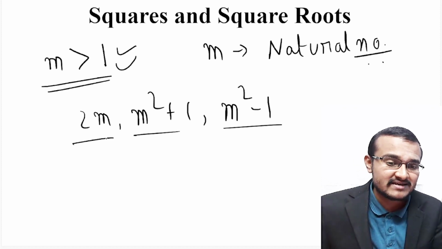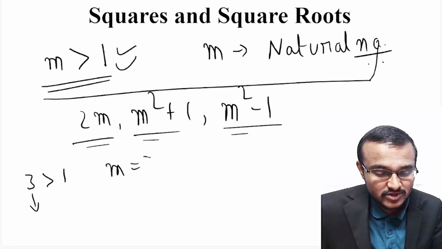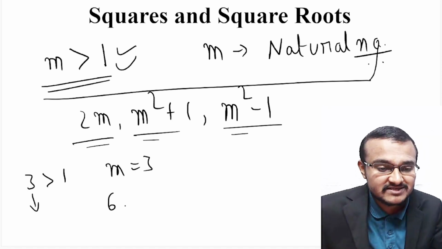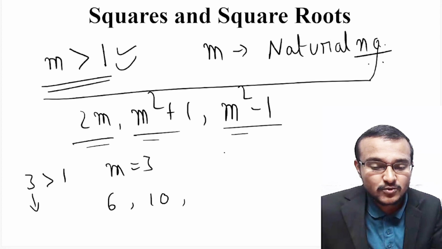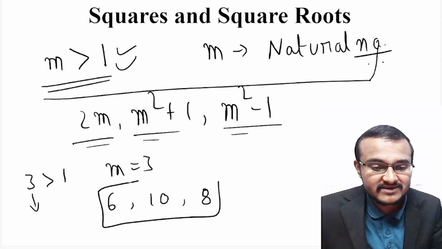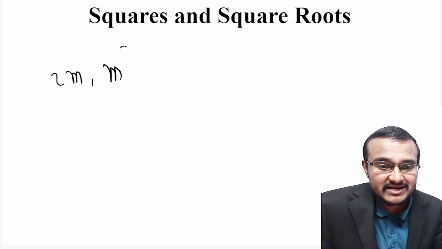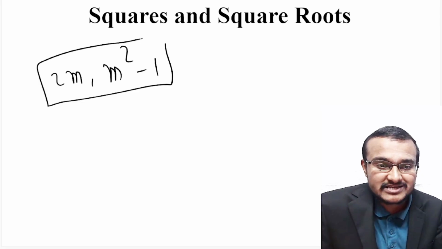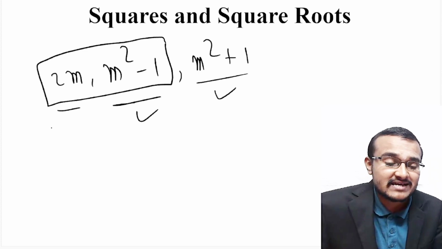So let's say I am taking 3 as my number, so m is equal to 3. Then what is 2m? 2m will be 6. What is m square plus 1? That will be 3 square plus 1, which is 10. What is m square minus 1? That will be 9 minus 1, that is 8. So you can clearly see we are getting a Pythagorean triplet. Here 2m and m square minus 1 act as the lowest numbers and m square plus 1 acts as the highest number. So these three numbers account for Pythagorean triplets.